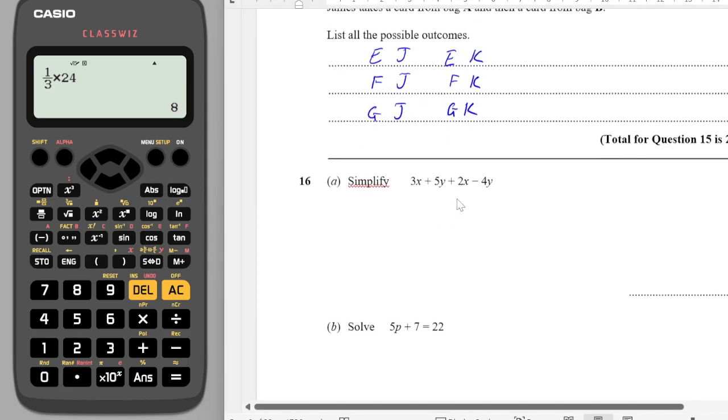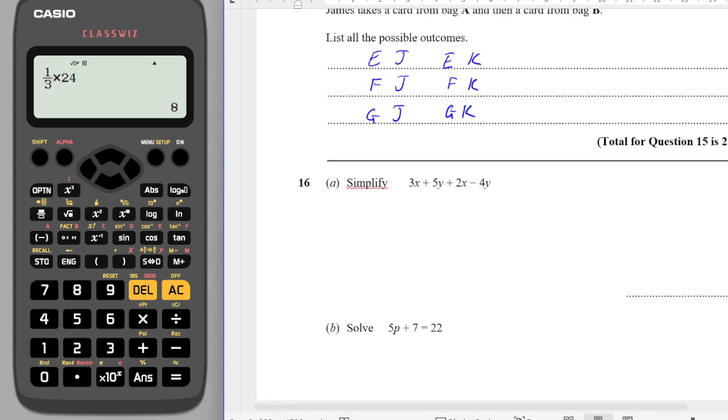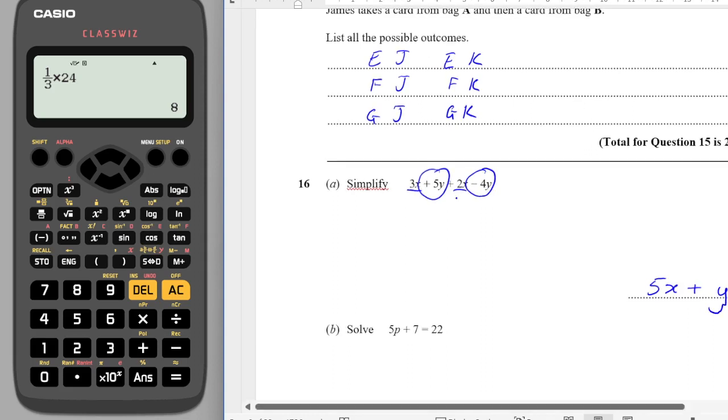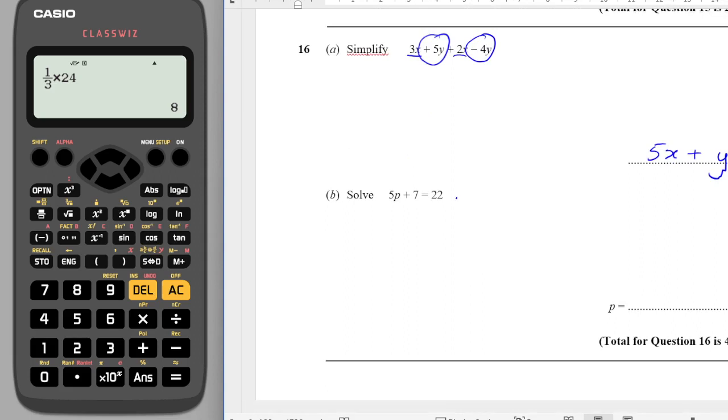Right, question 16, simplify. So when we simplify, we collect like terms together. So 3x plus 2x would give me 5x. And then 5y minus 4y would just be y. So 5x plus y. Solve, we're going to minus 7 from both sides. That would give us 5p is equal to 15. Divide both sides by 5 gives you p is equal to 3.